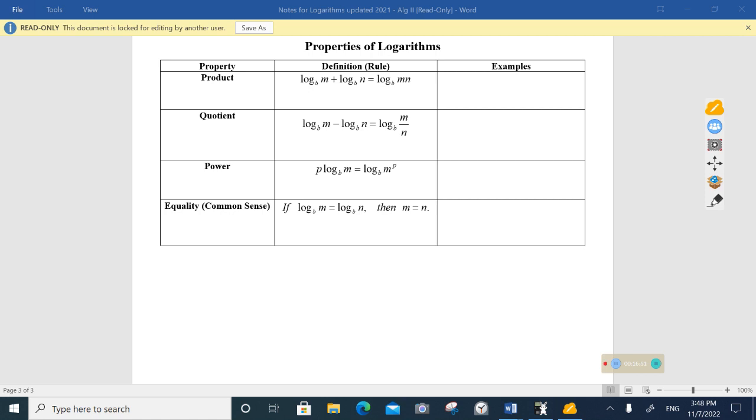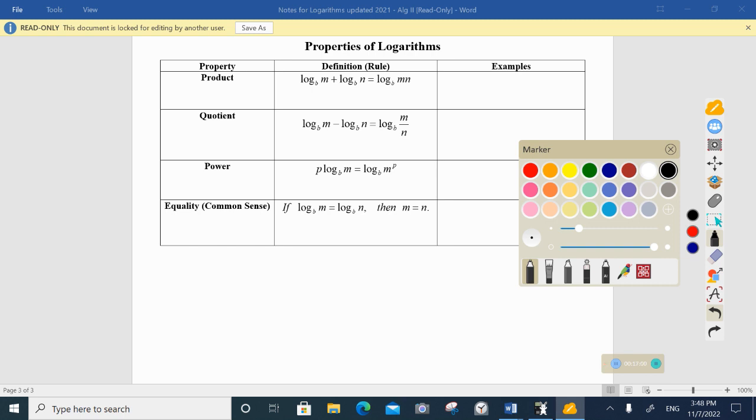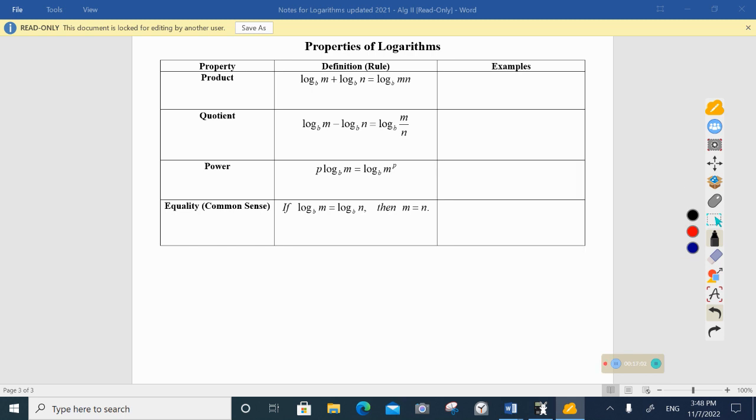We have log base b in the product property. We have log base b of m plus log base b of n equals log base b of m times n. Now that looks, you're like, what is that? So what it's saying is if you have 2 logs with the same base, notice they're both base b, we can compress that into one big happy log, log base b, and you multiply what's on the inside of the 2 logs.